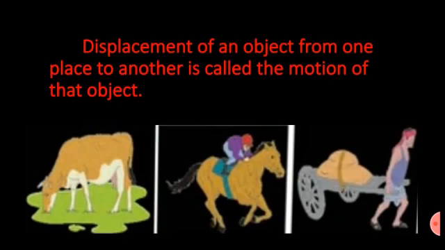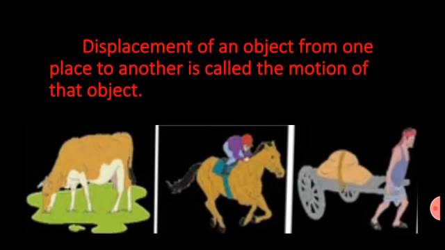Motion is mainly described in terms of the following: distance, displacement, speed and time. For example, if an object A covers a distance in less time and another object B covers the same distance in more time, object A is called a faster moving object and object B is called a slower moving object. In other words, object A has a faster motion and object B has a slower motion.